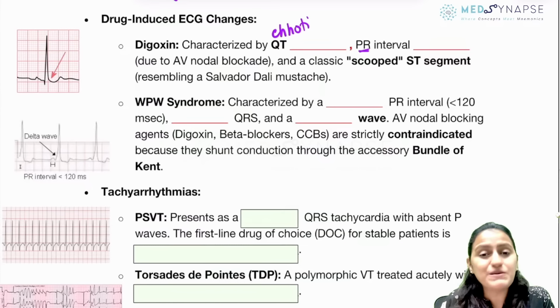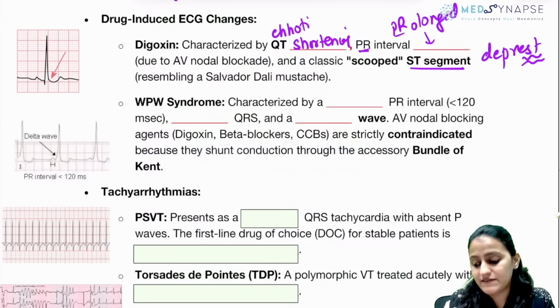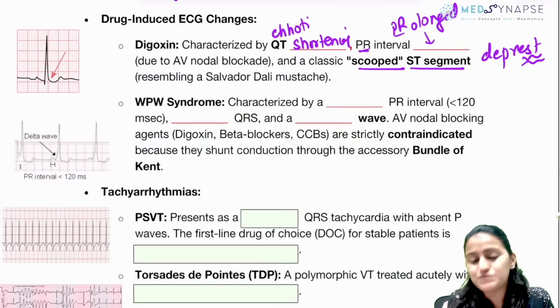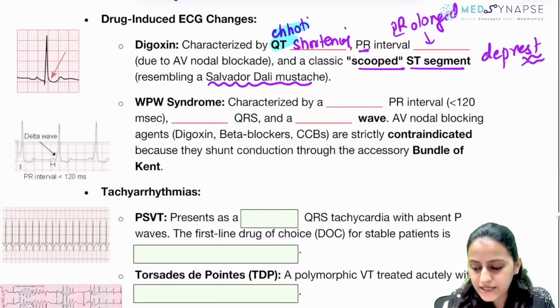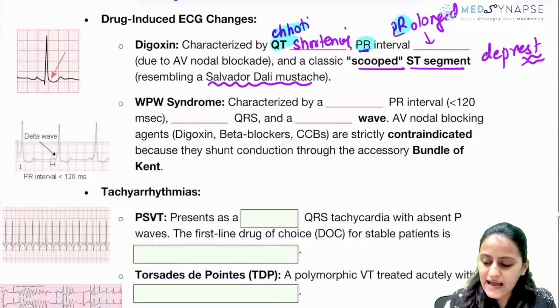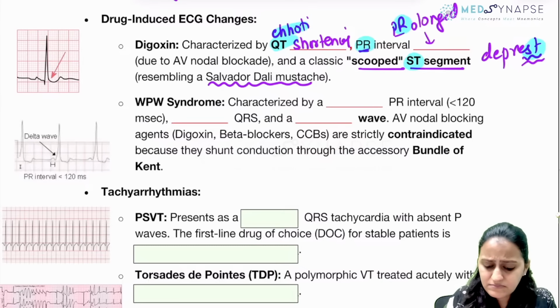And there is ST segment, depression or elevation. Remember, ST is depressed. It is not elevated. A scooped ST segment depression, which is also called the Salvador Dali mustache sign. So the trick is QT choti, PR prolonged, and ST is depressed. And what happens to T wave? T is ulti, that is T wave inversion is also seen.